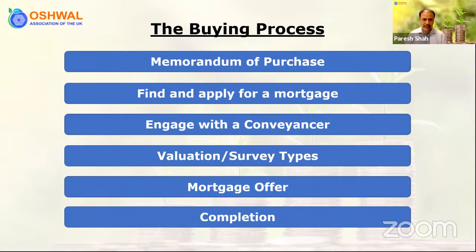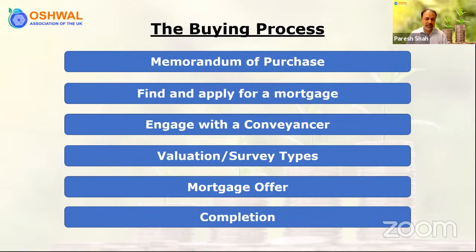So in simplicity, you found a property, you negotiated the price, and you've then gone to the estate agent to accept the offer. Once the offer is accepted, buyer and seller have agreed a price, you get a memorandum of purchase, which is effectively heads of terms to say, this is the buying price, this is the selling price, who the vendors are, who the buyers are, who the solicitors are, and the buyer's solicitor. Once you've done that, or at the same time, you're trying to source a mortgage, find a mortgage, and apply for a mortgage.